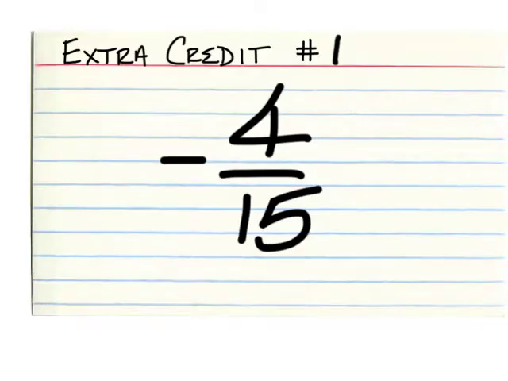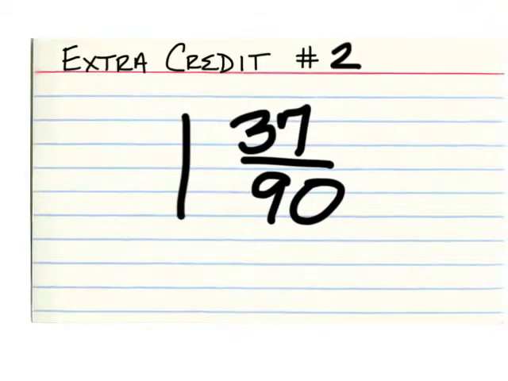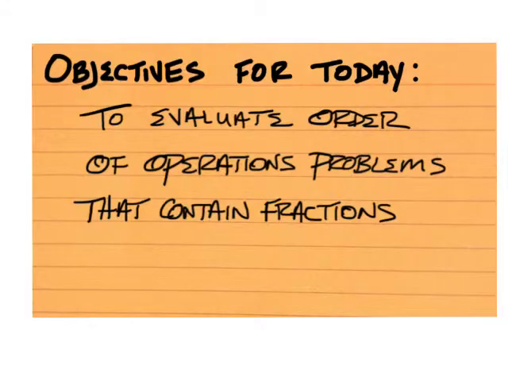Anybody have extra credit? If you do, bring it on up. 1 is a negative 4/15. 2 is 1 37/90. Yeah, both.